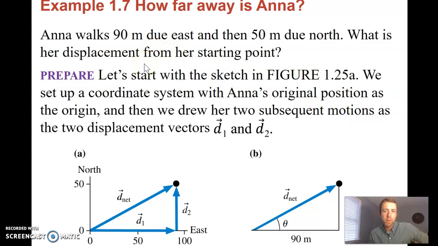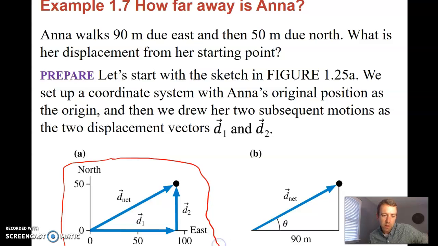Here's an example. Anna walks 90 meters due east and then 50 due north. What is her displacement from her starting point? All right, start with the sketch. That's always easy. The nice part about this is you can use a coordinate system, an XY coordinate plane, which makes your life a lot easier. And then you have different points you can look at. So this is pretty straightforward. You're just doing Pythagorean theorem. That's really not that bad.